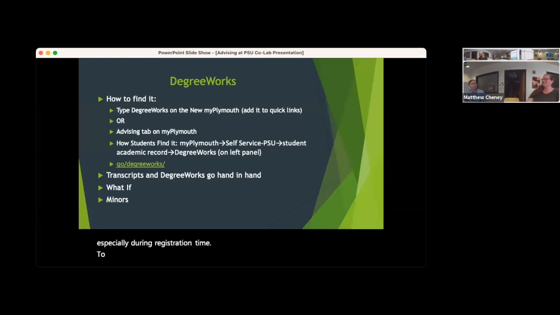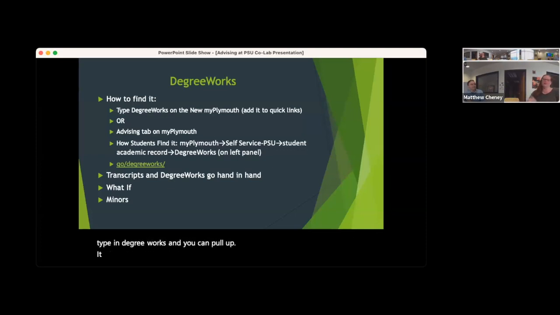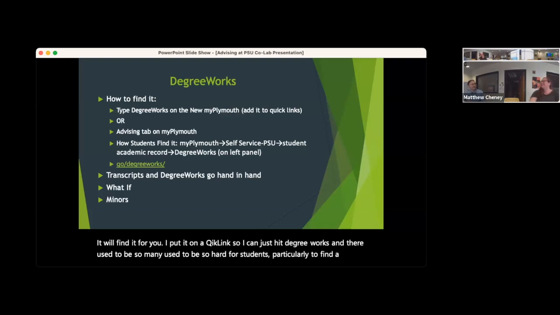Finding it has actually gotten a lot easier than it has been. That's a godsend now. I know, this new My Plymouth portal is really user-friendly. On the search bar, you type in DegreeWorks and it will find it for you. I put it on a quick link so I can just hit DegreeWorks. There used to be so many tabs, it was so hard for students particularly to find it. We would spend 10 minutes looking for it from their end, and then I'd just make sure they bookmarked it. But much, much easier now thanks to the new portal.